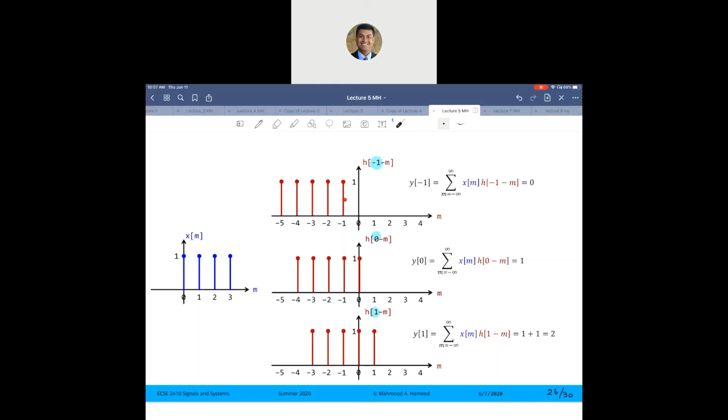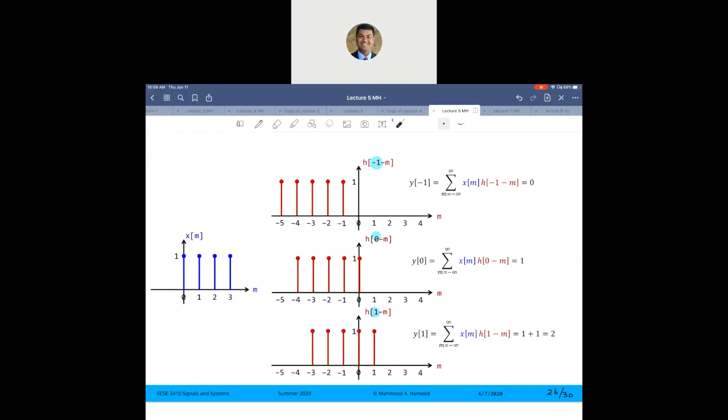When n is very negative, like -2, -3, -infinity, you don't have any common elements to multiply, so you are going to effectively get a 0 for the output. I don't even need to bother. But let's start with y of -1.